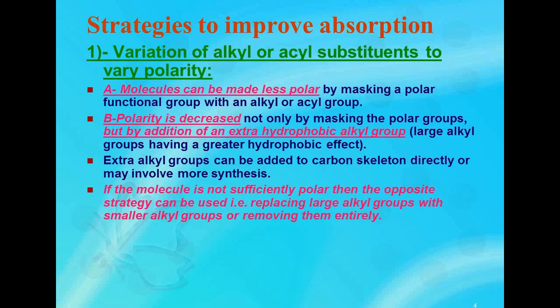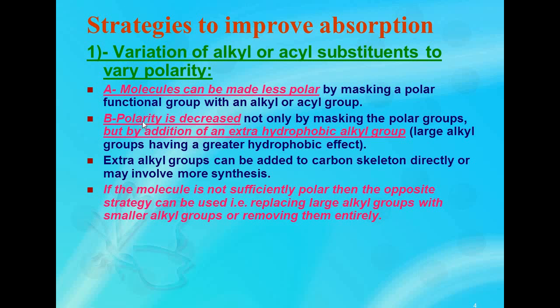Now, what are the strategies to improve the absorption? The first and important strategy is variation of alkyl or acyl substituents to vary the polarity. In case A, the molecules can be made less polar by masking a polar functional group with an alkyl or acyl group. For example, alcohols or phenols can be converted to esters or amides. Primary and secondary amines can be converted to amides or secondary or tertiary amines.